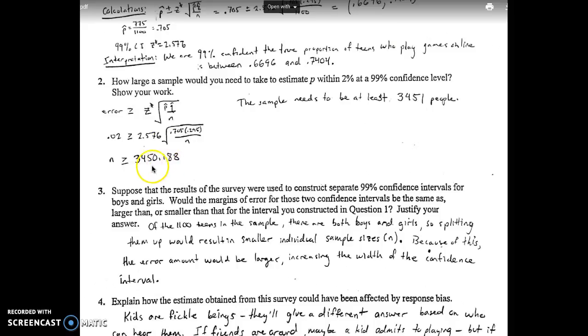When you eventually do all that, you will end up with 3450.188, and n needs to be at least that number. So again, we're going to round up to the next whole number. Your final answer: the sample needs to be at least 3,451 people, or teens, or whatever.